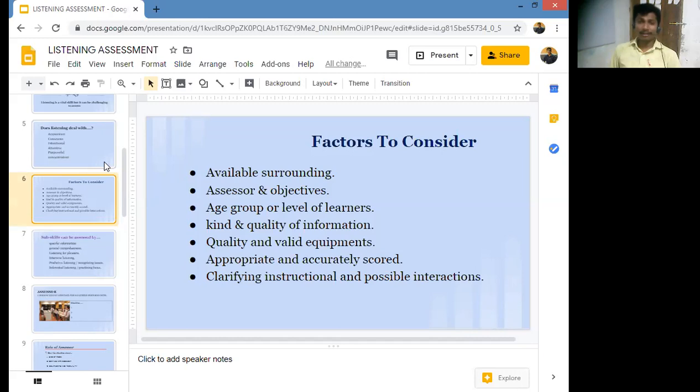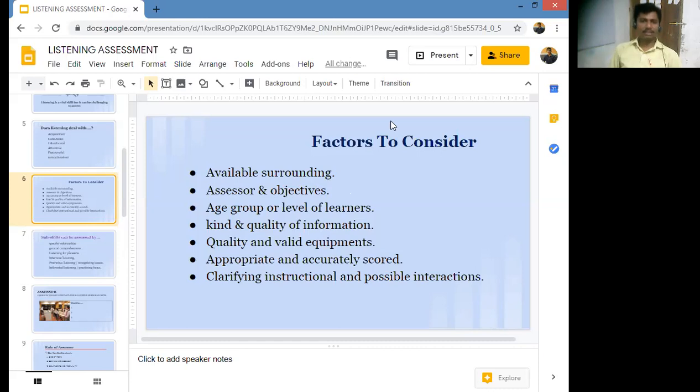Or are there any hindrances for assessing their listening skill? So surrounding would be more important. So next, I would like to have the assessor and its objectives. We will discuss later what is meant by the assessor, who would be the assessor, and his objectives with his role too.